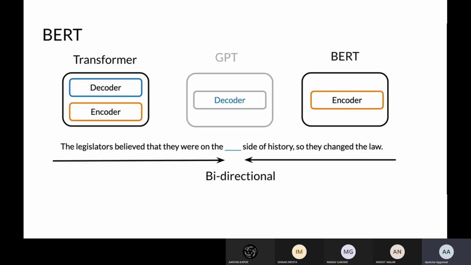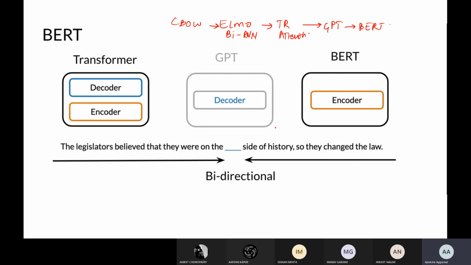After this, we have seen CBOW. Then came ELMo, which utilized bidirectional RNNs, and then came transformers or attention, and then GPT, and then BERT. In BERT, it utilizes the encoder. The advantage of BERT was that it is bidirectional. It uses transfer learning, it is an encoder architecture, and it is very popular.